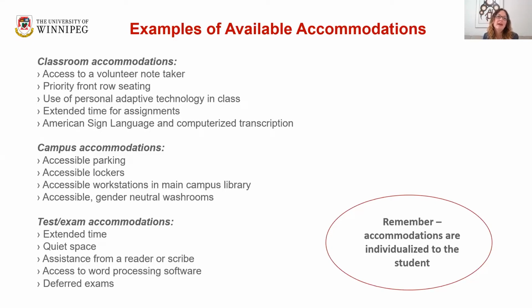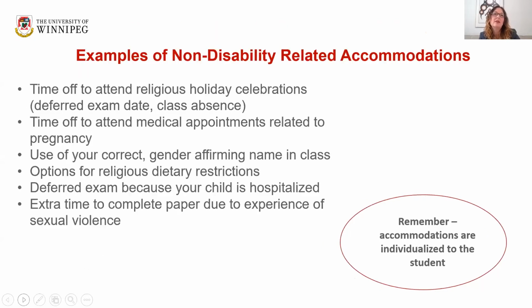And then for tests and exams, some examples of accommodations can include extended time, a quiet space, assistance from a reader or scribe, access to word processing software, or deferred exams. So again, just examples of accommodations that can be provided. Again, this is going to be based on your particular needs and what the medical information supports in terms of available accommodations. So very much individualized to your case, but these are some common accommodations that are offered.